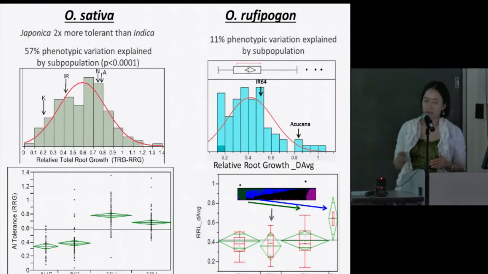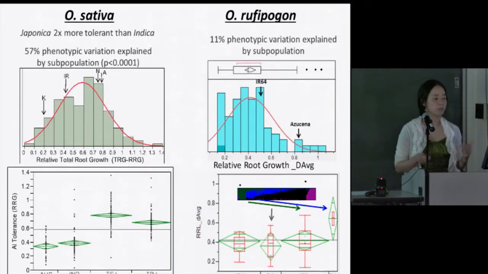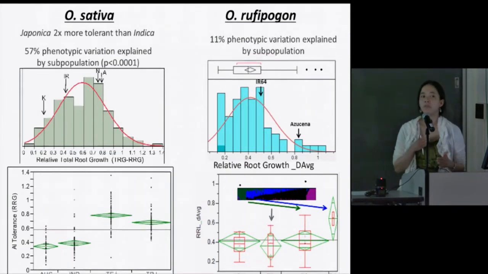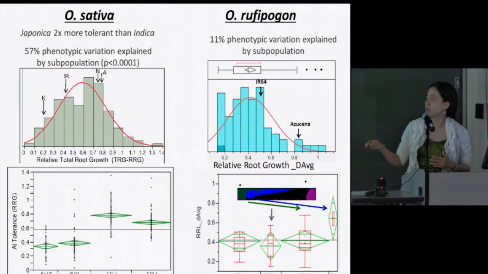In Oryza rufipogon, that's quite different. We see a much smaller variation in aluminum tolerance, and this is aluminum tolerance as measured by relative root growth, which is basically the ratio of root growth, or total root length, in 160 micromolar aluminum solution to that in 0 micromolar control solution. So in Oryza rufipogon, we see only 11% of the phenotypic variation is explained by our new subpopulation designations.